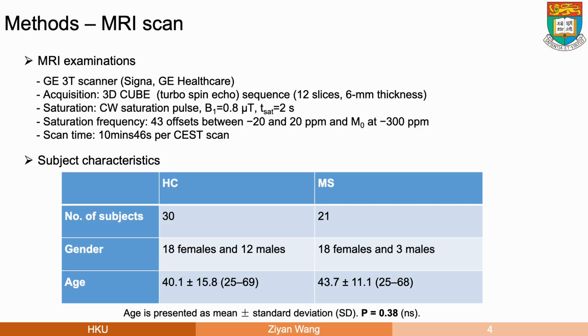All MRI scans were performed on a GE 3T scanner. We used a 3D CUBE sequence with 12 slices and 6 mm thickness. CEST employed a continuous wave saturation pulse with a power of 0.8 μT and a duration of 2 seconds. Other parameters are also listed here. This study included 30 healthy controls and 21 MS patients. As we can see from the table, there is no significant difference between the two groups.